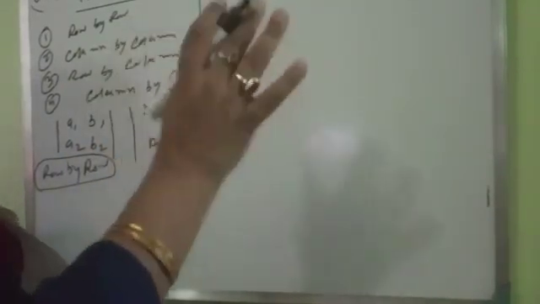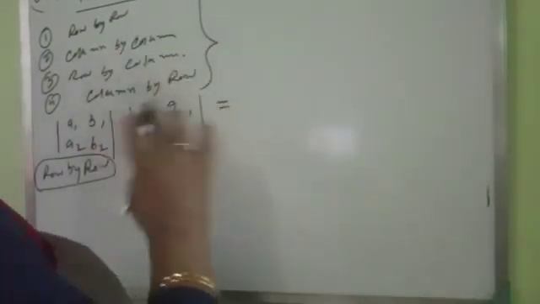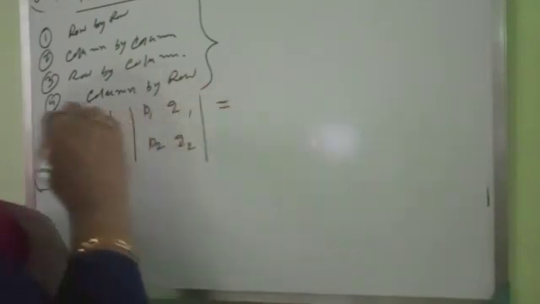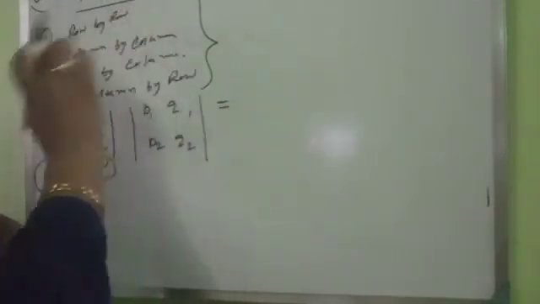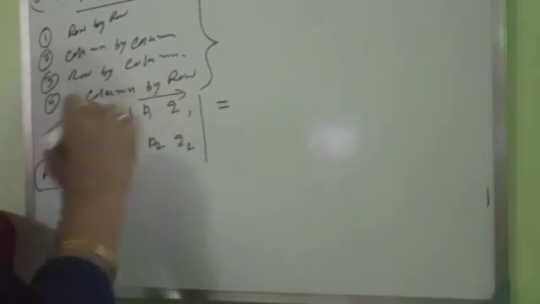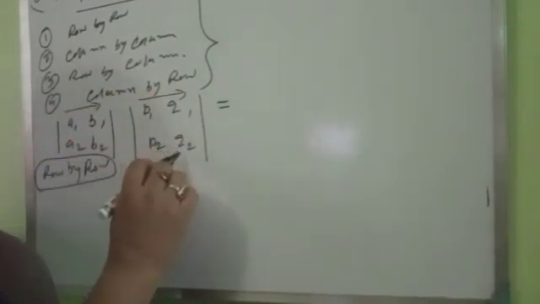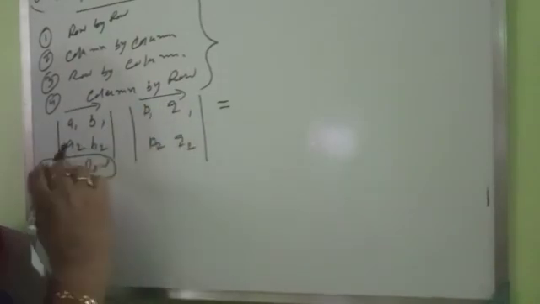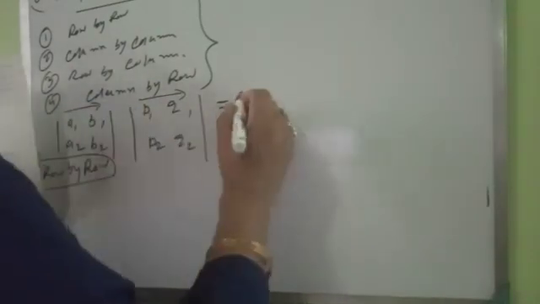Okay, I have explained all the methods in your PDF. All of you will get it. You can understand. But here I will explain only row by row. This is very important. Row by row. First row, then first row, second row, then second row, first row, second row, second row. Okay.